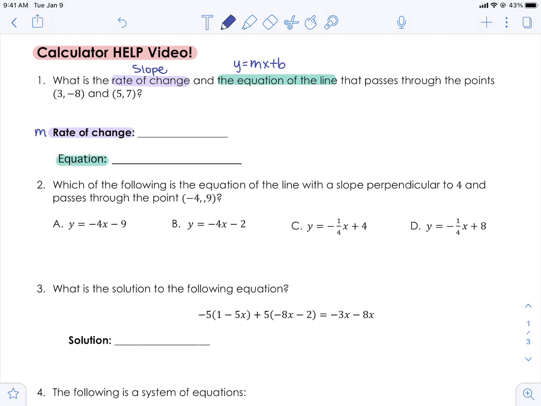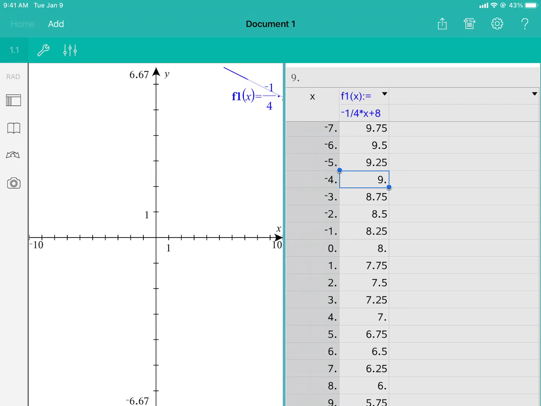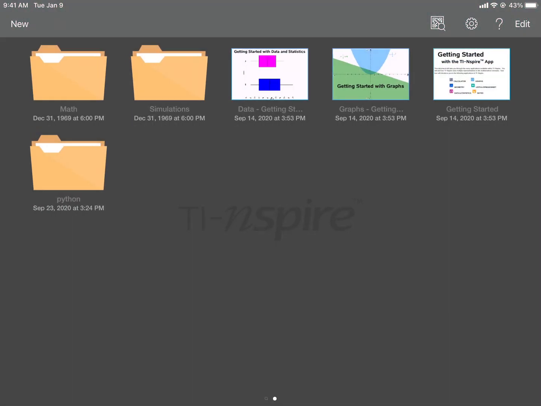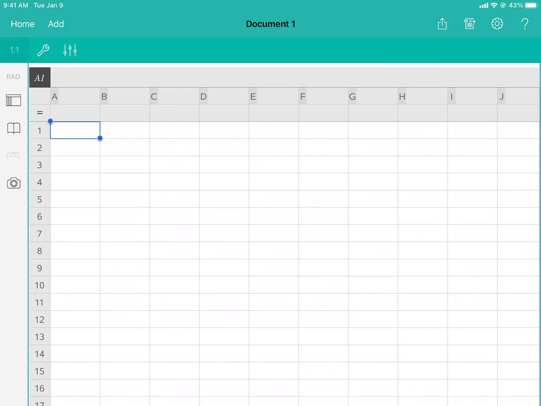So to do this, we're going to use our calculator. I will be using the iPad calculator, but it is identical to the yellow school calculator. So I switch over to my calculator. I'm going to discard my changes because we don't need that. I'm going to go to New, List, and Spreadsheets.